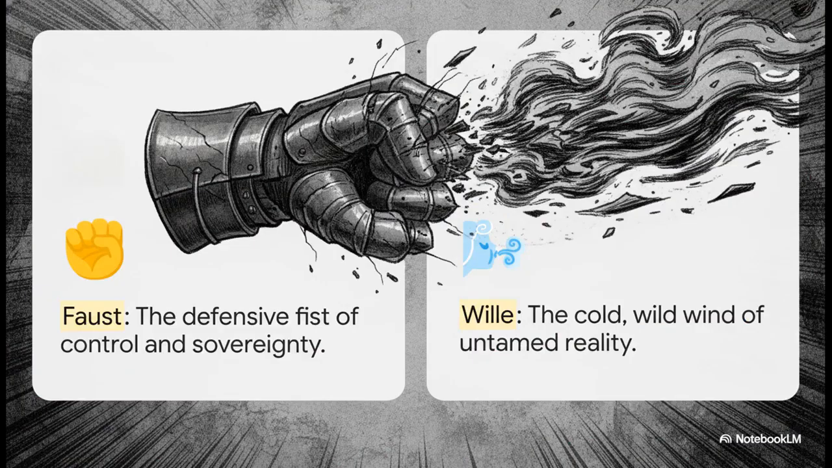Philosophically, we are standing at a precipice here, heavily drawing on Nietzschean concepts. On one side, we have Faust, the tight, rigid, defensive fist of control. It's the neurotic defense mechanism of those trying to dominate and sanitize existence. And on the other side, Whelil, the sweeping, unstoppable, cold, wild wind of life. The fist of control is exposed as nothing more than an incredibly fragile shield against the true, untamed force of reality.